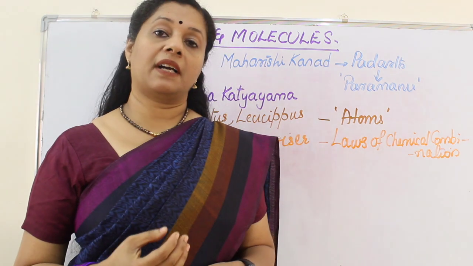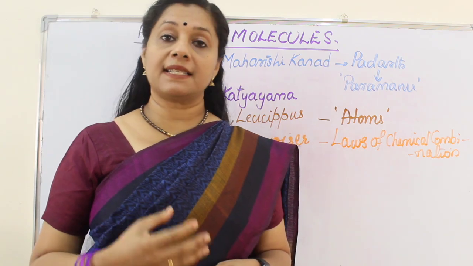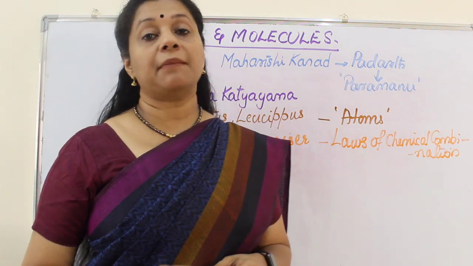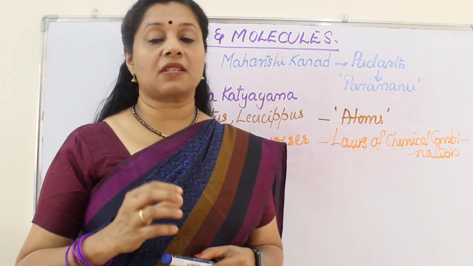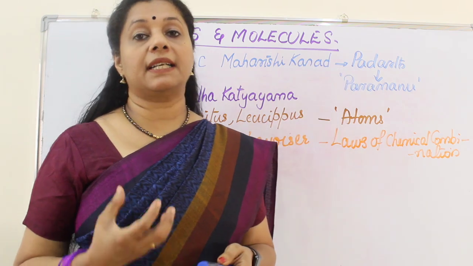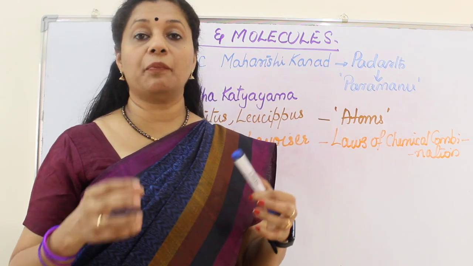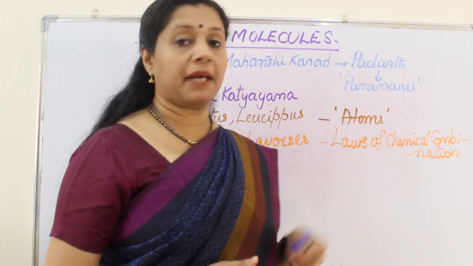The philosophies regarding the composition of matter, or what matter is made of, had started as early as 500 BC. At that time an Indian philosopher called Maharishi Kanad found that matter, called Padarth in Indian language, is made up of small particles called Paramanu. That means if you break the Padarth or the matter several times, finally you will get a Paramanu.